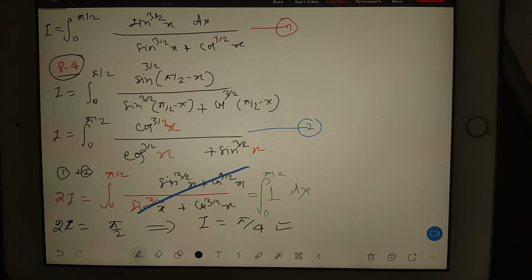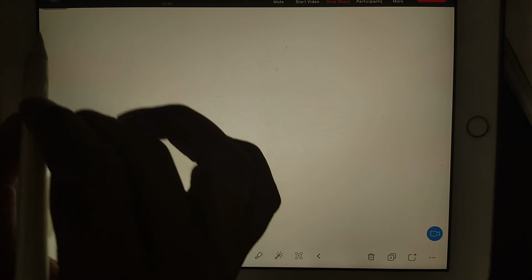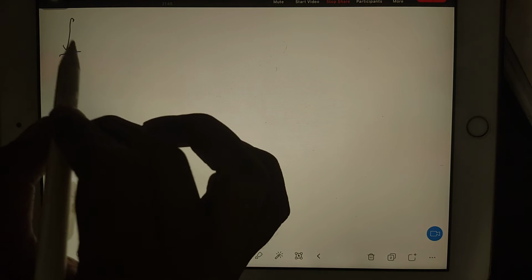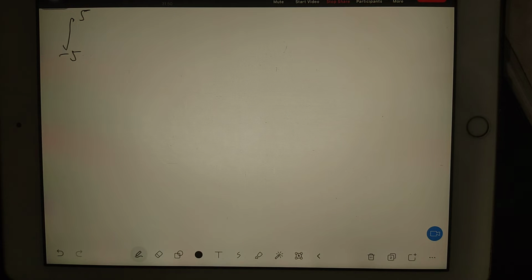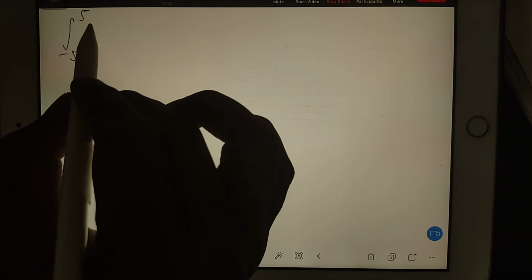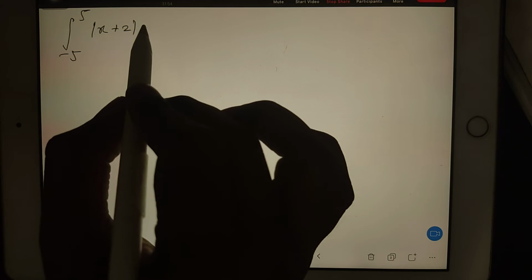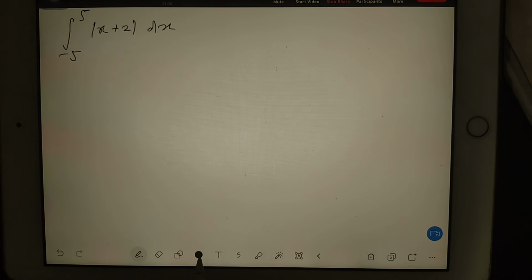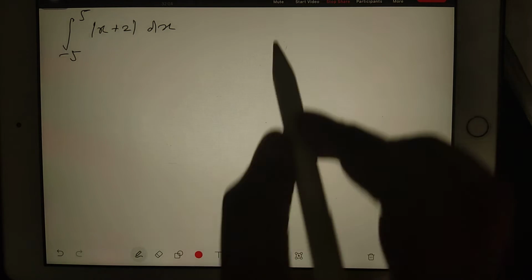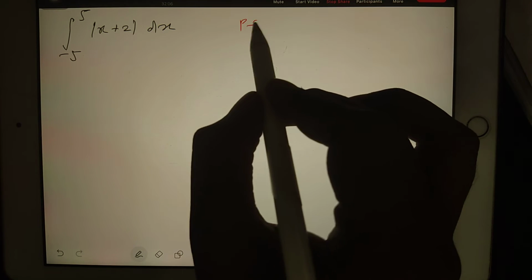Copy this. Let's go for the next question. In this next question you can see it is very different, minus 5 to plus 5. Now see, the format of the question is changing. Mod of x plus 2 dx. Many students are uncomfortable solving this numerical. Okay, we are going to break this numerical using property 2. There is something called property 2. So let's understand what your property 2 is.